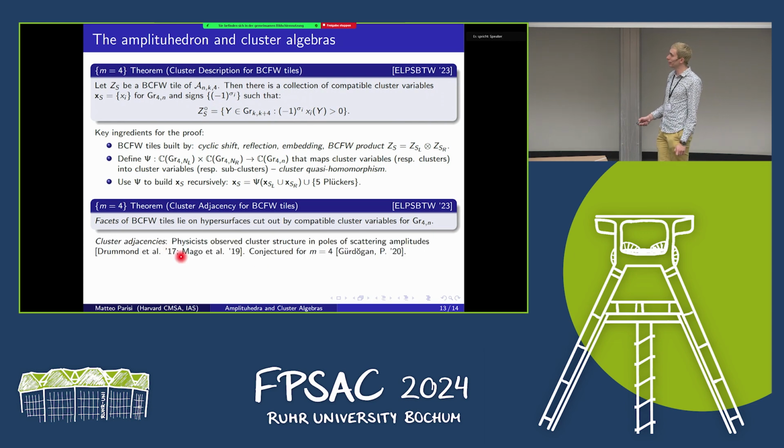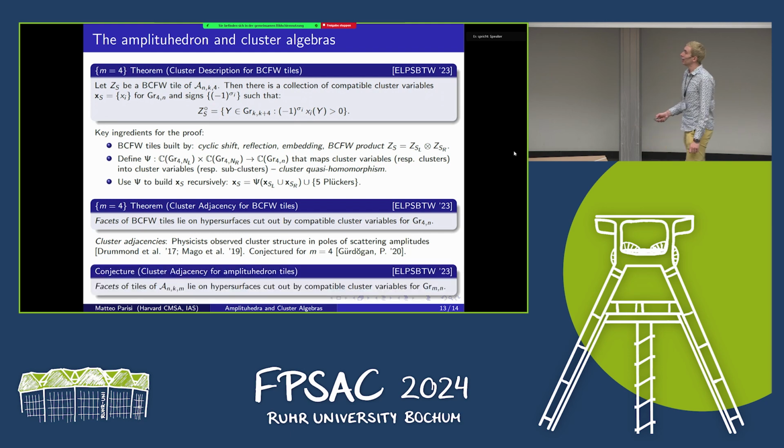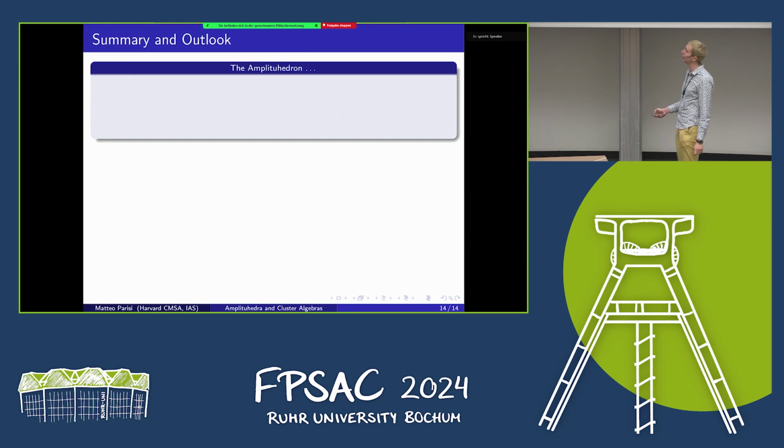So this was inspired by the physics, where they introduced cluster adjacency. And the cluster adjacency says that there is a cluster structure in the poles of scattering amplitudes, and these adjacencies were rephrased in the amplituhedron language by me and one of my collaborators. Finally, we conjecture in general that this is true for all tiles of all the amplituhedron, meaning that the facets of a tile in the amplituhedron n, k, m lie on hypersurfaces cut out by compatible cluster variables for the Grassmannian m, n. Okay, so I'm done.